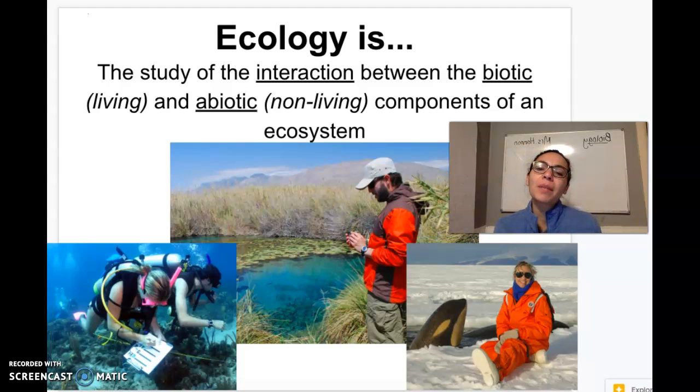So today I'm going to be introducing a new unit about ecology. And ecology is the study of interaction between the biotic, living, and abiotic, non-living, components of an ecosystem. So we have a couple different pictures of ecologists all over the world studying organisms and how they interact with their environment in all kinds of different ecosystems. So there's a wide range of things that we can study with ecology.